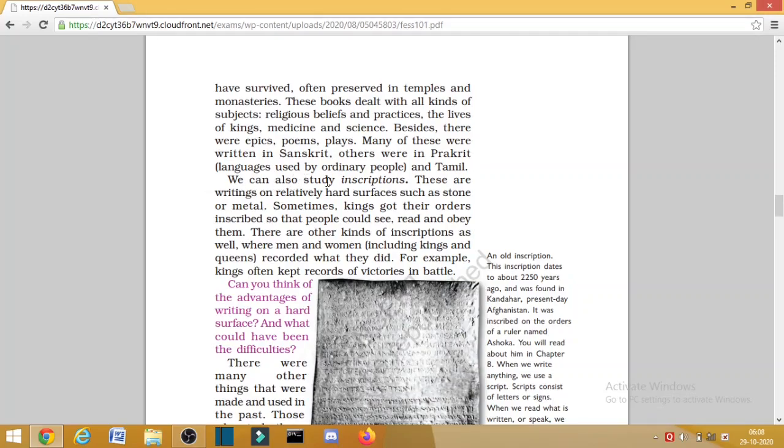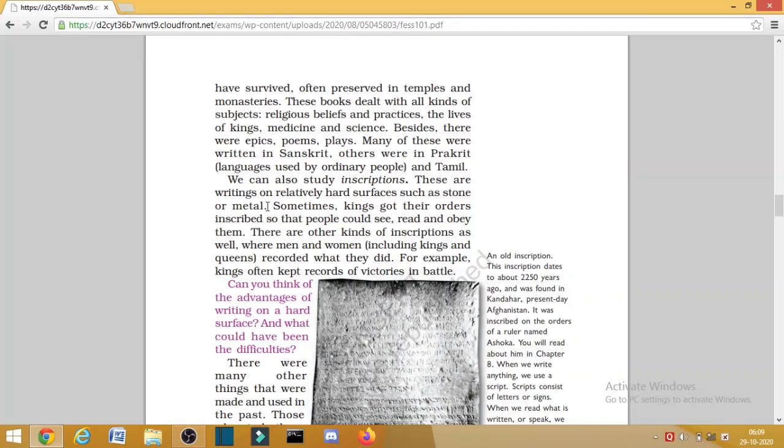We can also study inscriptions. Inscriptions means words that are written or cut on something. These are writings on relatively hard surfaces such as stone or metal.